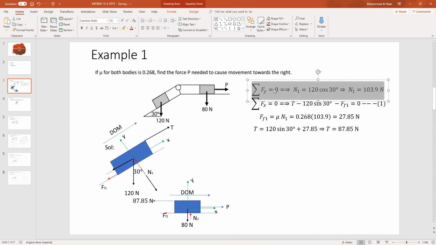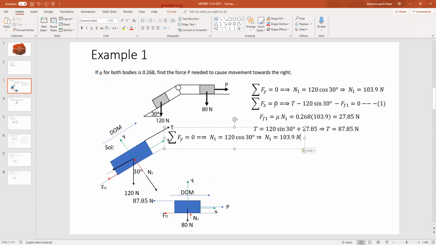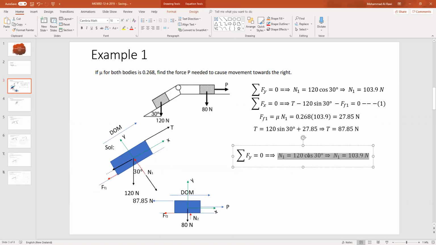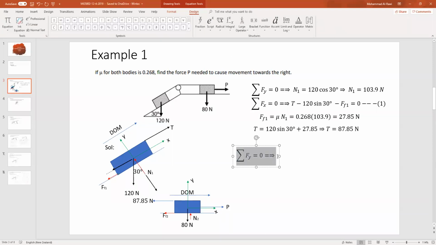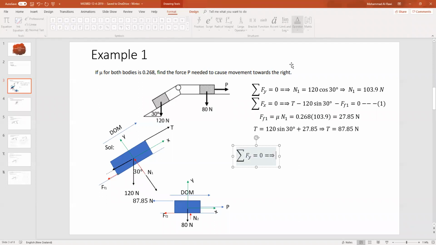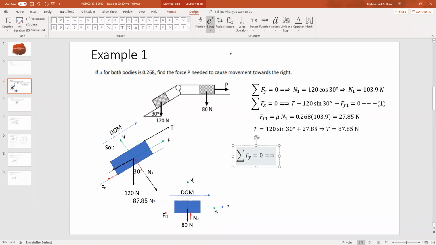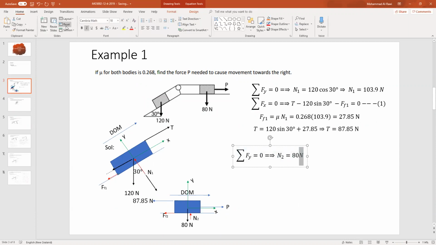So I will copy the first equation to make it easy for me. Paste it, so we can delete all of this to not confuse you. So summation of force in the Y direction. What do we have in the Y direction? The normal force, and opposite to that, if you can see, it's only the weight of the block, so equals to 80 Newton. And because it's perpendicular, we don't need to perform any analysis on that.